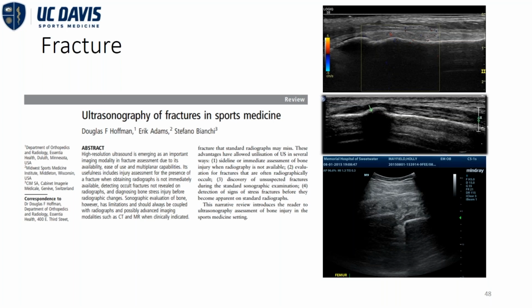Now, I encourage you to check out Dr. Hoffman's review on ultrasonography of fractures in sports medicine. I think this paper came out in 2015, but it's just a good one. It goes over all the basics, normal sonographic anatomy, as well as the various pathologic findings, false positives, as well as false negatives. I want to show you a couple of specific examples.